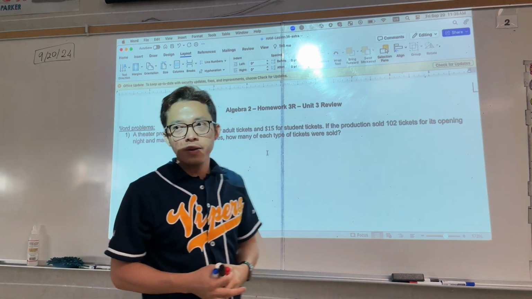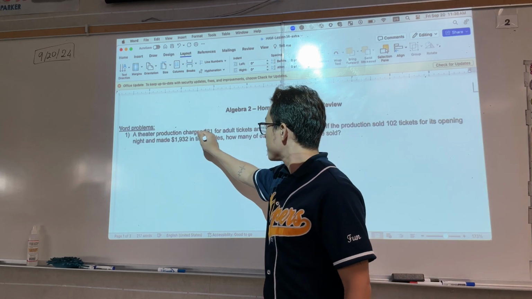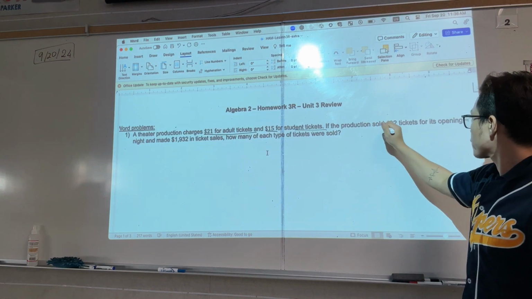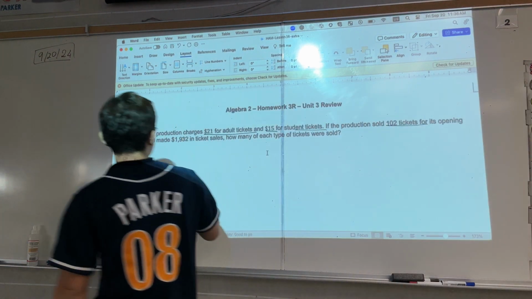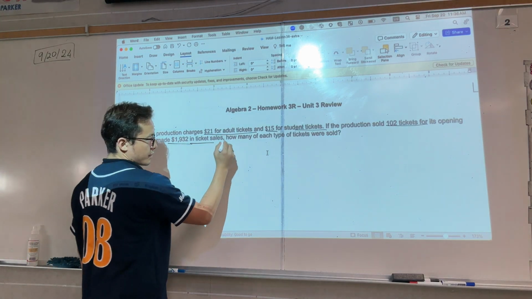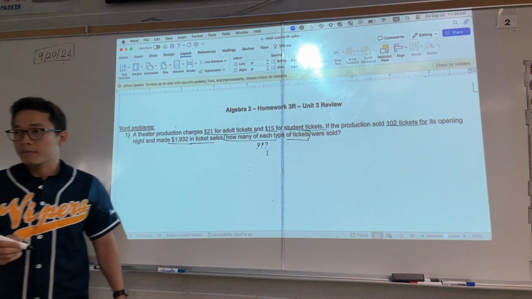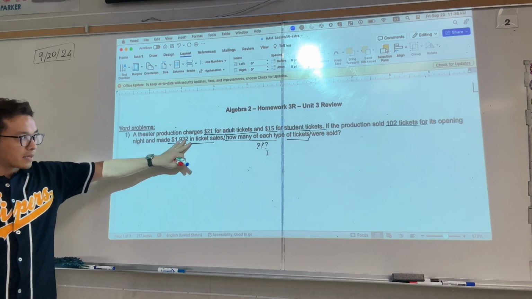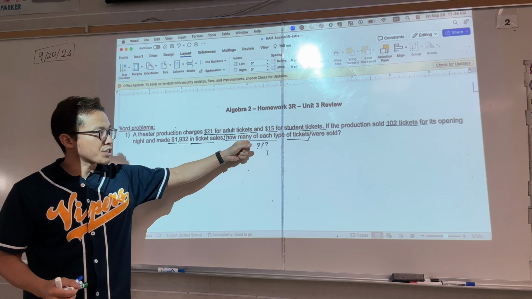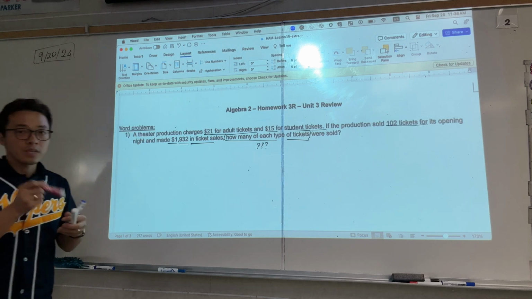The method that I show you. Layla: A theater production charges $21 for a ticket and $15 for student tickets. If the production sold 102 tickets for its opening night and it made 1,932 in ticket sales, how many of each type of ticket were sold? Right, thank you, Layla. So only this underlined information is important. And also, this is the question: how many of each type of ticket?